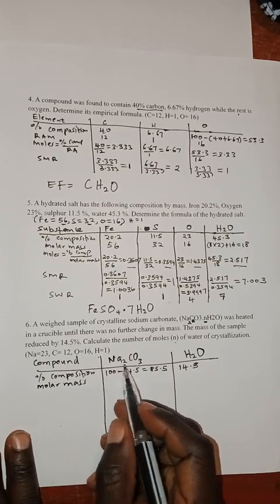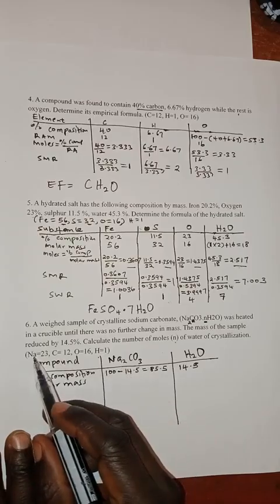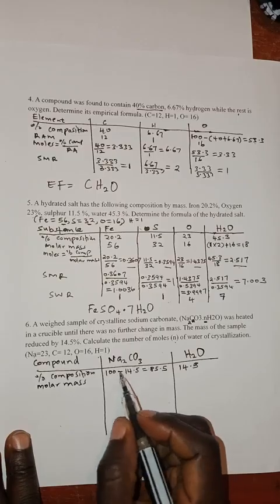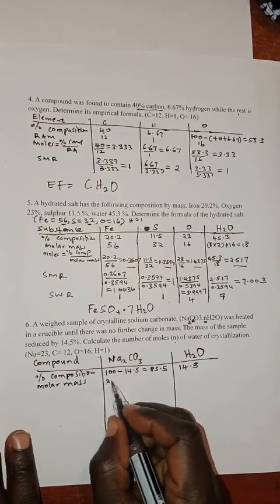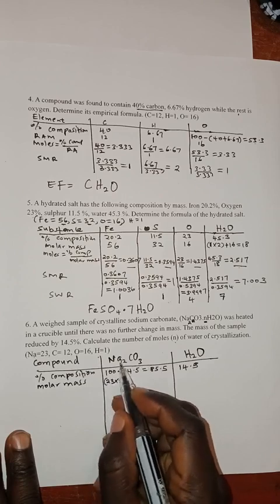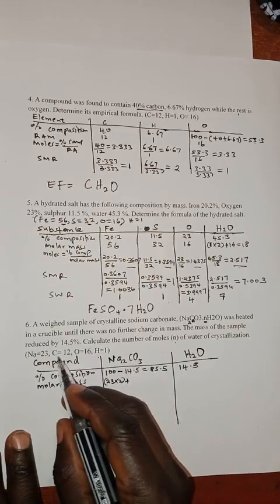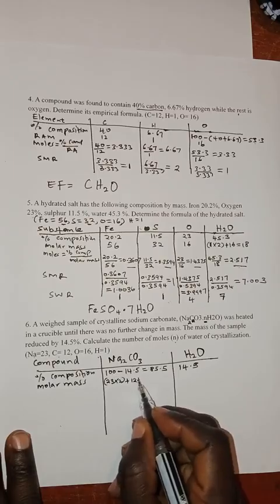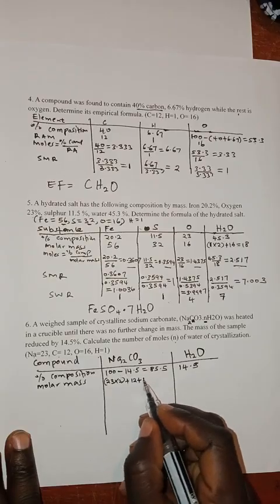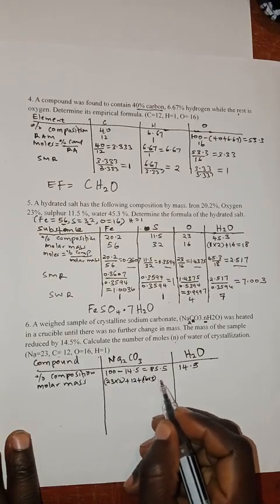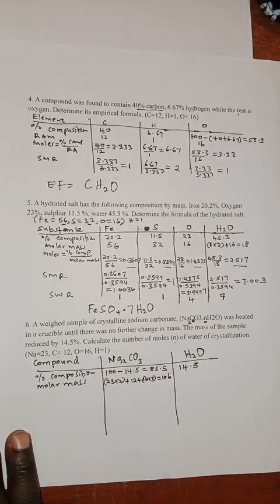Then the molar mass. Let's start with the molar mass of sodium carbonate. Sodium carbonate has 2 atoms of sodium, each has an RAM of 23. So the molar mass is 23 times 2, for the 2 atoms of sodium, plus carbon is 12, plus oxygen. Each oxygen atom is 16, so 16 times 3. When you add the total, you get 106. That is the molar mass of sodium carbonate.